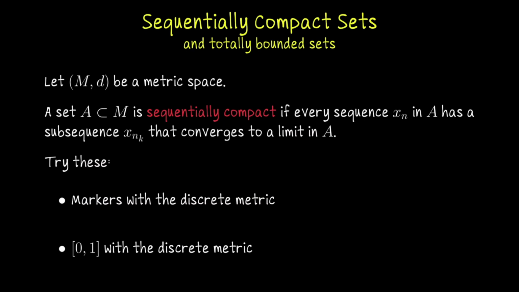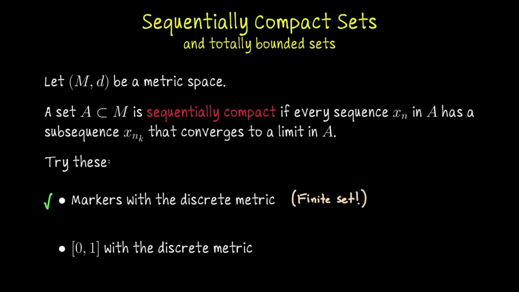Okay, I have two more examples for us to look at before we switch gears for a moment. My first example is actually no longer interesting. I have markers in my room with a discrete metric. But this is a finite set. I don't have infinitely many markers, so immediately we know it's sequentially compact. What about the interval of real numbers between 0 and 1 with the discrete metric? So not the Euclidean metric, but the discrete metric. Think about this for a moment.